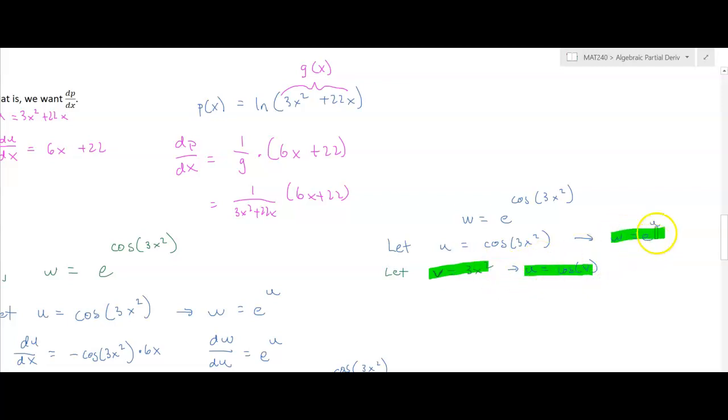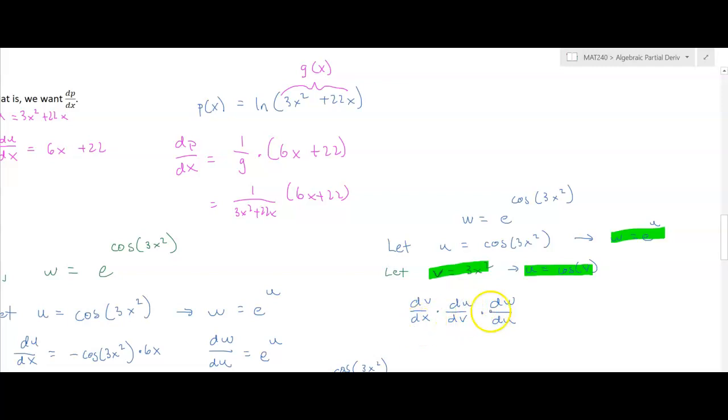Now I know how to take the derivative of each of these three functions. This is a power rule. This is the derivative of cosine. This is the derivative of an exponential. But what I've done in effect here is for v equals 3x squared, I can compute dv dx. For u equals cosine v, I can compute du dv. And for w equals e to the u, I can compute dw du.